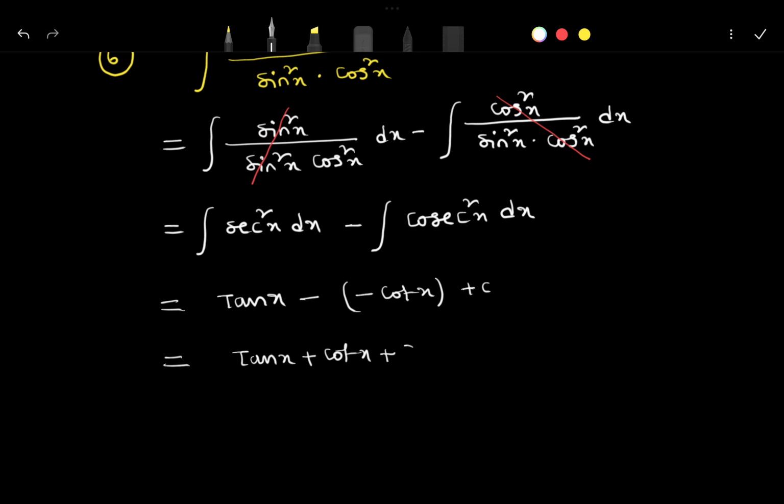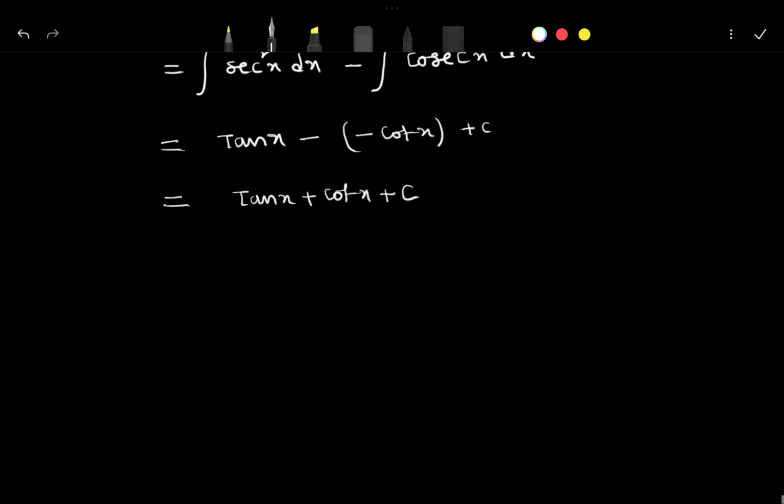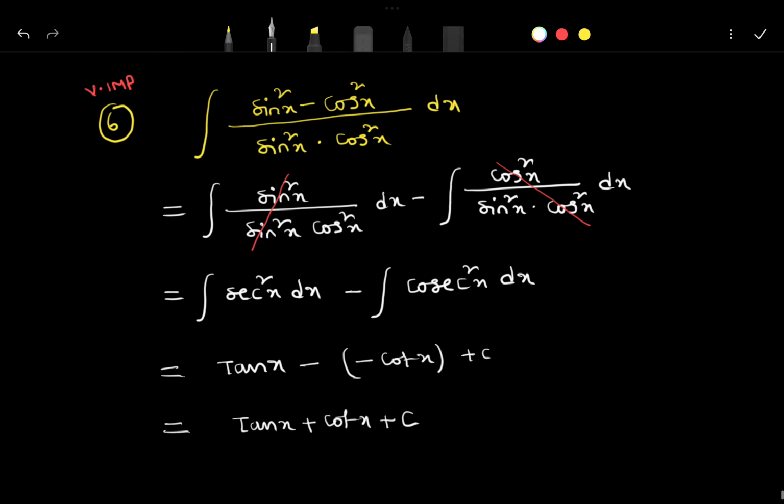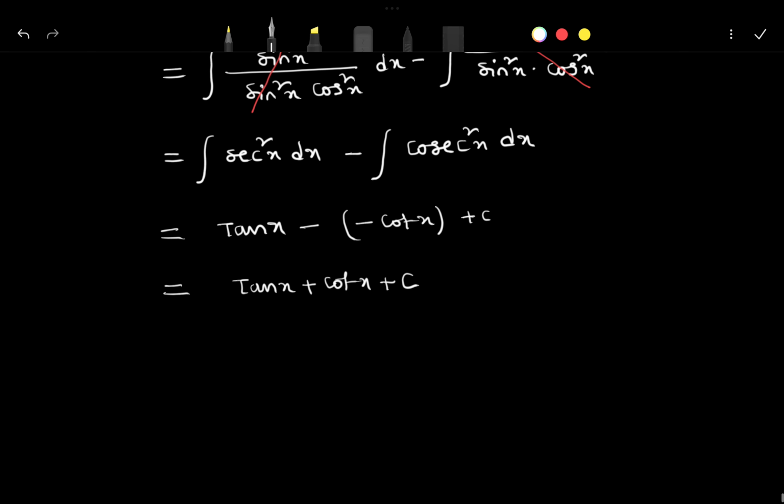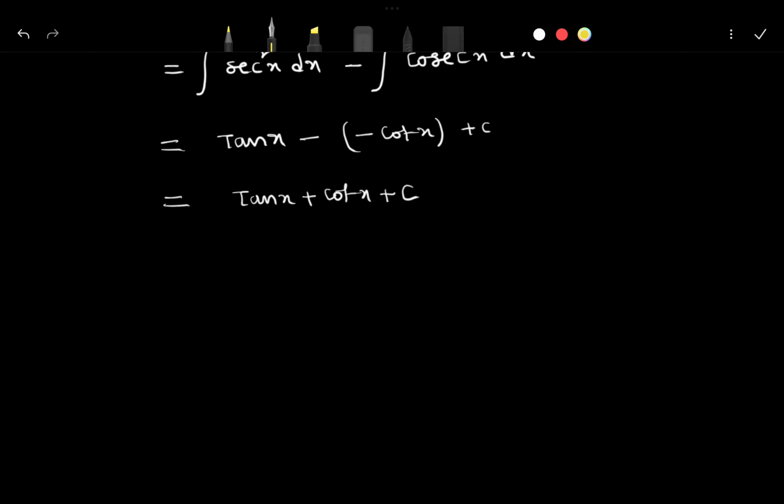So the solution to this question, the integration of (sine square x minus cos square x) by (sine square x into cos square x), will be equal to tan x plus cot x. Next, see one more logical question. So how to find out this value?